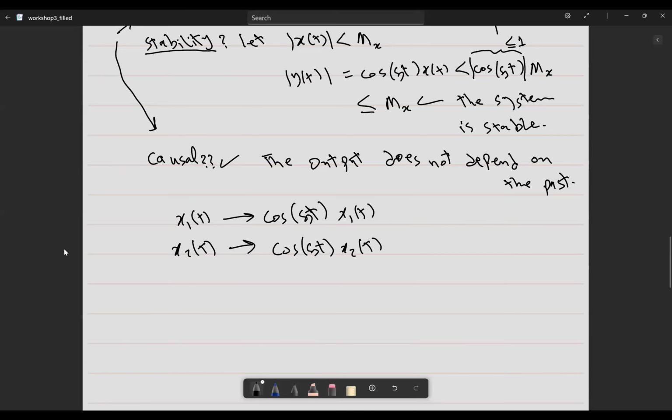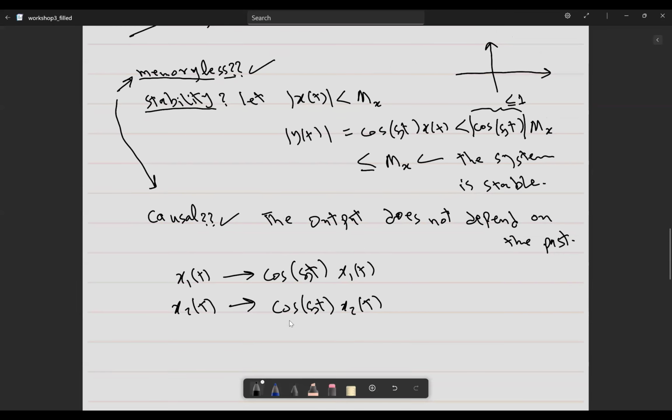For causal, isn't it that the output doesn't depend on the future, but only the present and past? Yeah, you're right. Thank you. It actually shouldn't depend on the future. This system is causal, but the writing here is not correct. The output doesn't depend on the future. It only depends on the present and the past. Yeah, thank you.